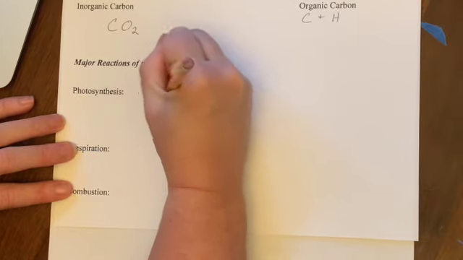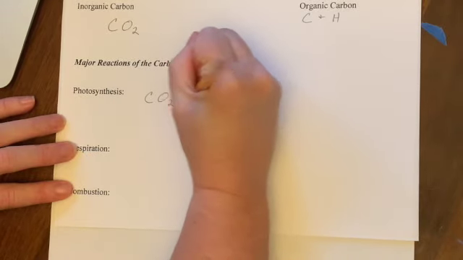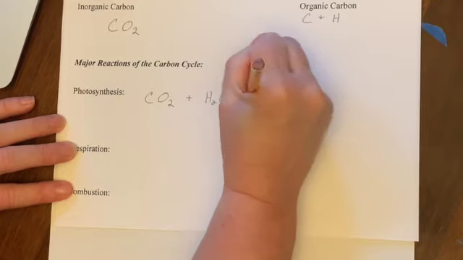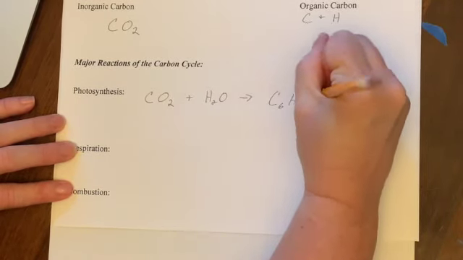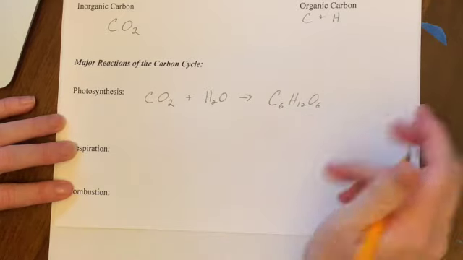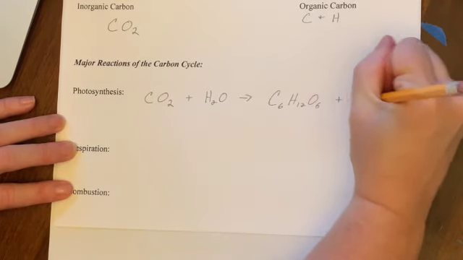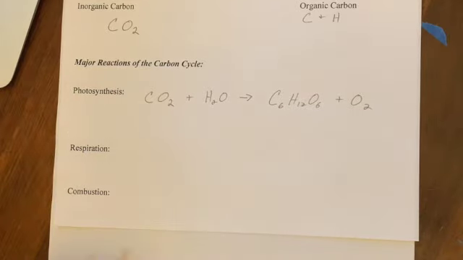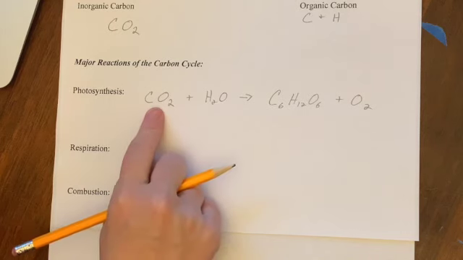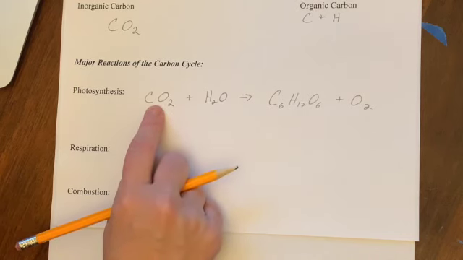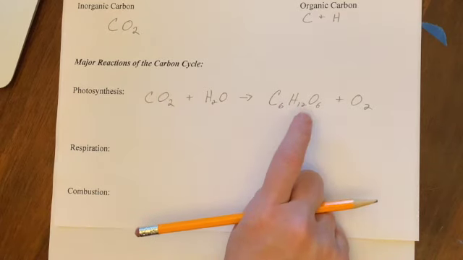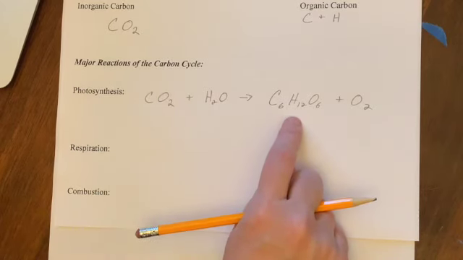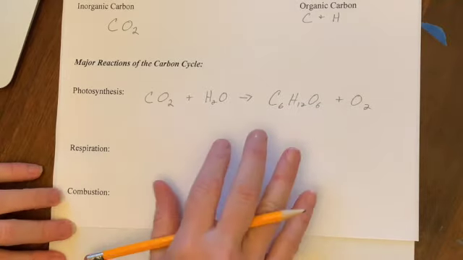We note this as taking carbon dioxide and water and turning that into glucose, a simple sugar, C6H12O6, plus oxygen. So photosynthesis is an incredibly important reaction in the carbon cycle because it takes inorganic, or what we call atmospheric, carbon dioxide, and transforms it into an organic compound. The fact that plants can do that is pretty amazing.